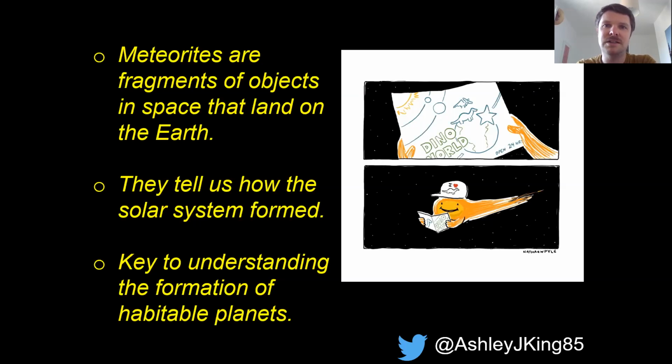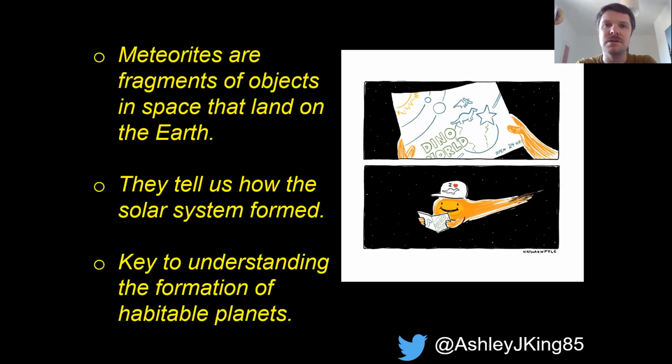Hopefully, the three things you've taken away from this are that meteorites are fragments of objects in space that land here on the Earth. So bits of asteroids, sometimes bits of the moon or bits of other planets such as Mars, and these get knocked off, travel through space, and come in through the atmosphere. And if we're really lucky, we either see that and we go out and collect it, or we're able to actually go and find these things in desert environments.